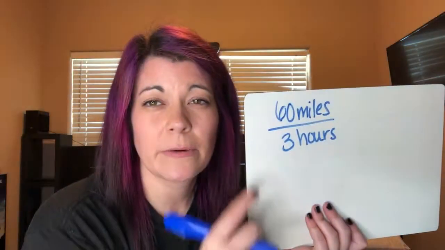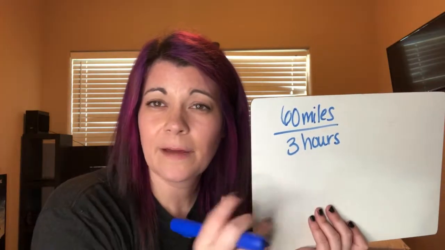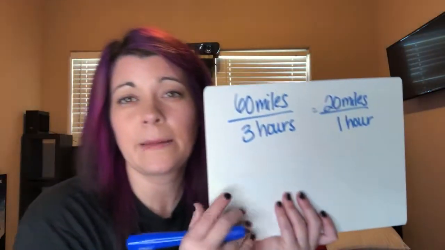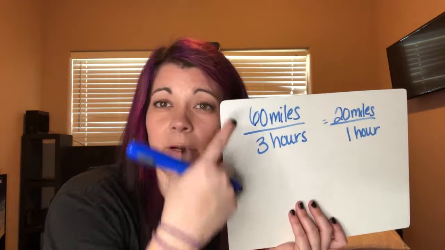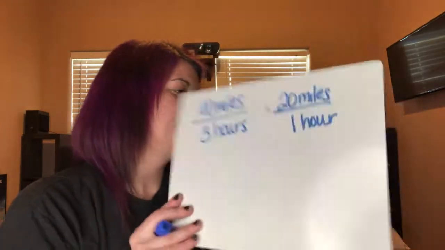A unit rate is a rate expressed as a quantity of 1. So like 50 miles per hour is a unit rate because we're only doing per 1 hour. 60 miles per 3 hours is not a unit rate. But if we wanted to change that to a unit rate, all we would need to do is divide them. 60 divided by 3, and we get 20 miles per hour. And now it's a unit rate because you see that bottom number is 1. So to find a unit rate, all you do is simply divide it, okay?